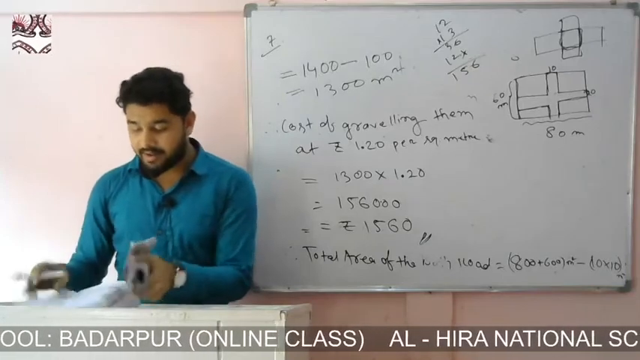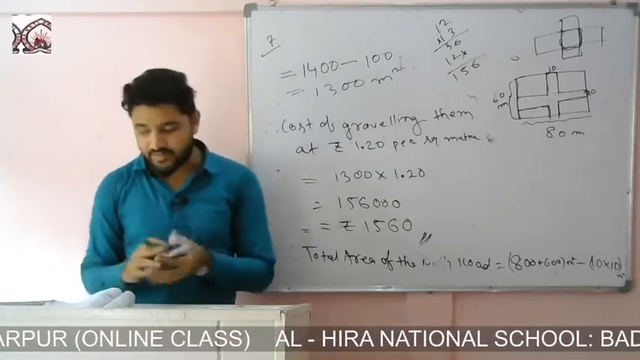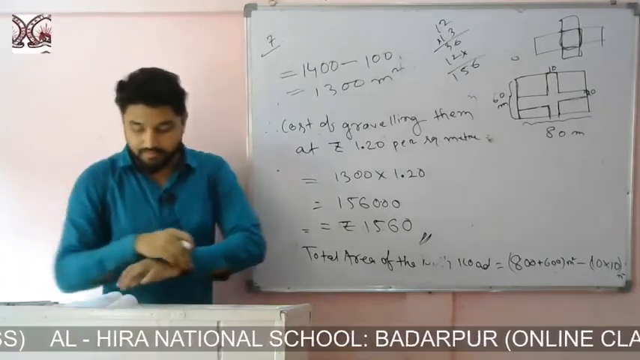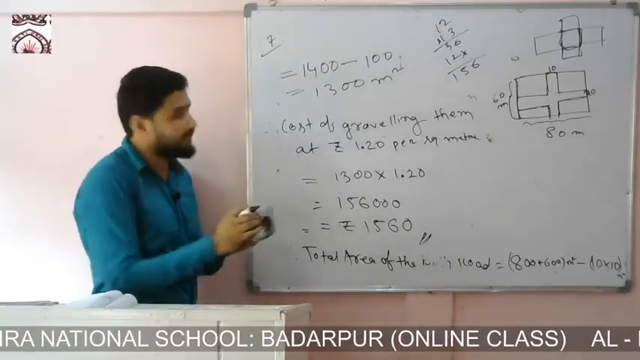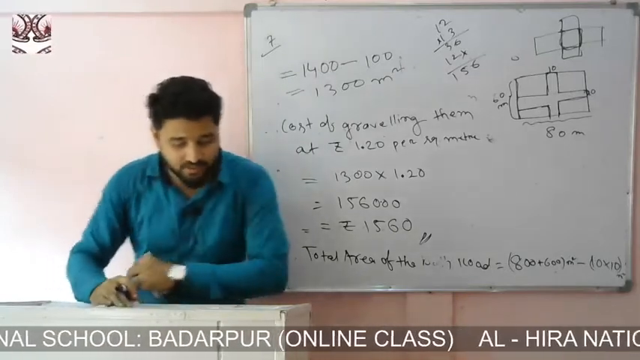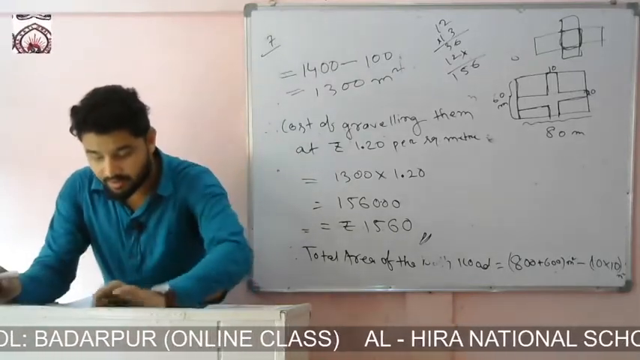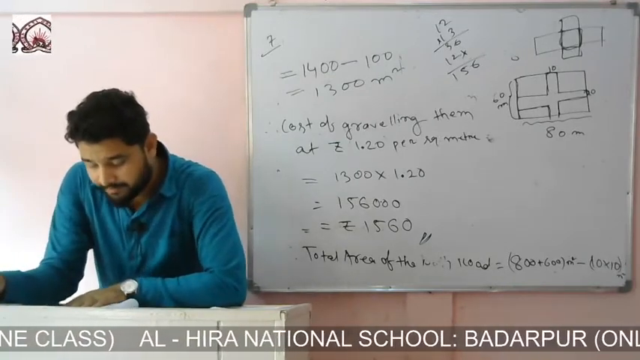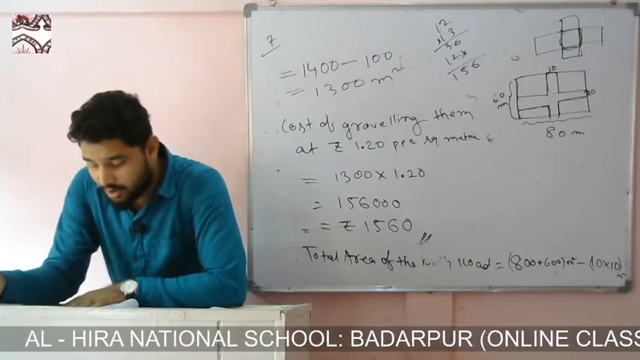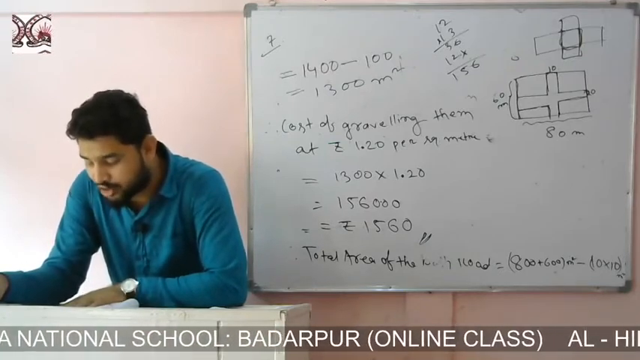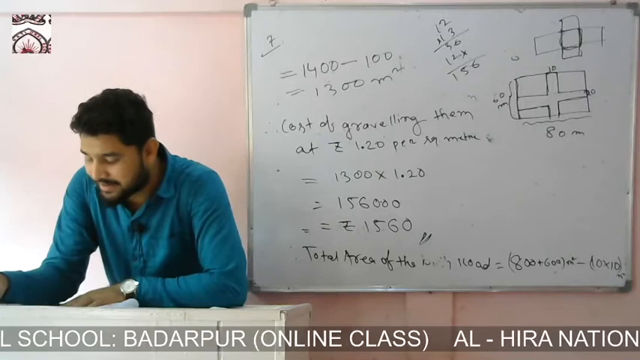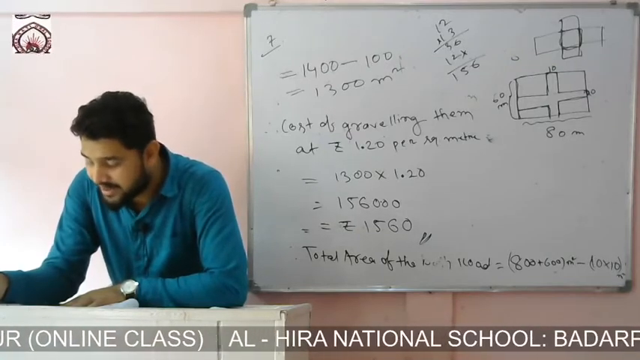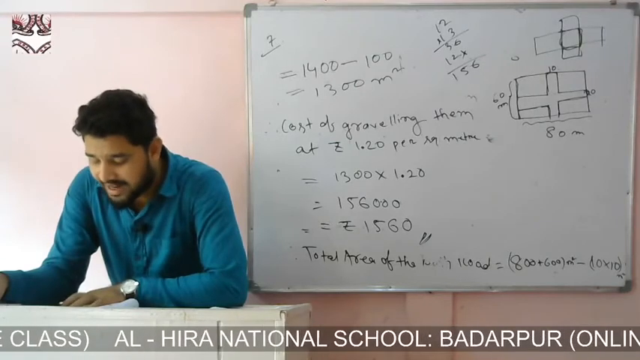Now come to question number 7, which is finished. Now come to question number 8. You see question number 8. First you see what is given. A floor which measures 15 meter into 8 meter is to be laid with tiles measuring 50 centimeter by 25 centimeter. Find the number of tiles required.